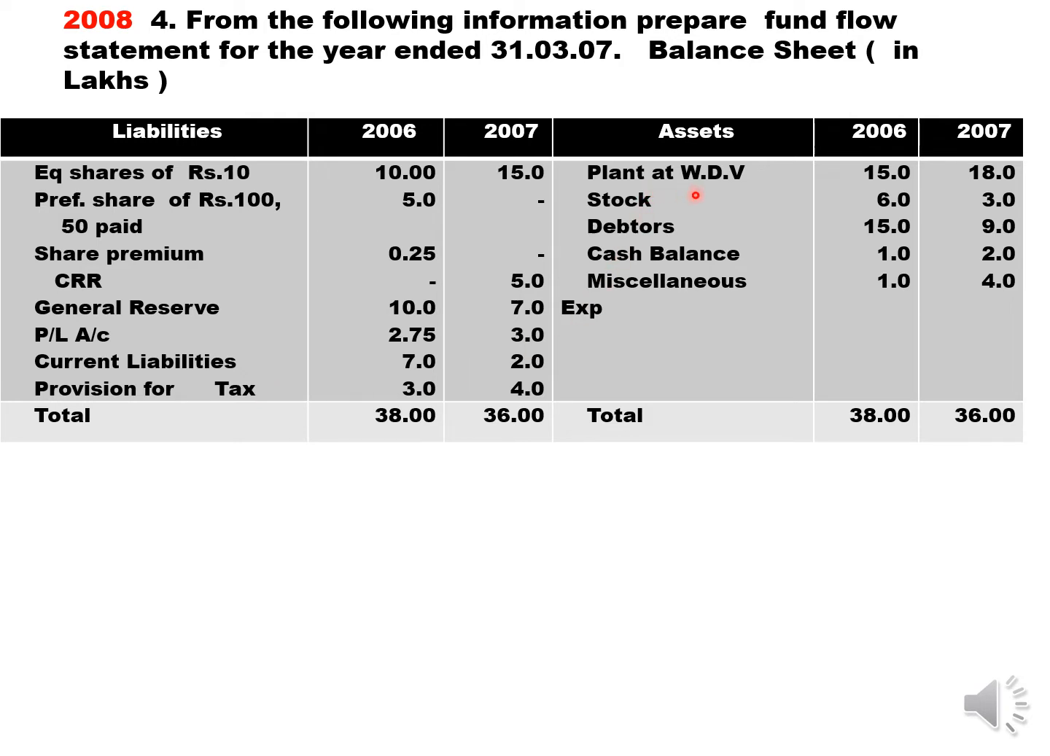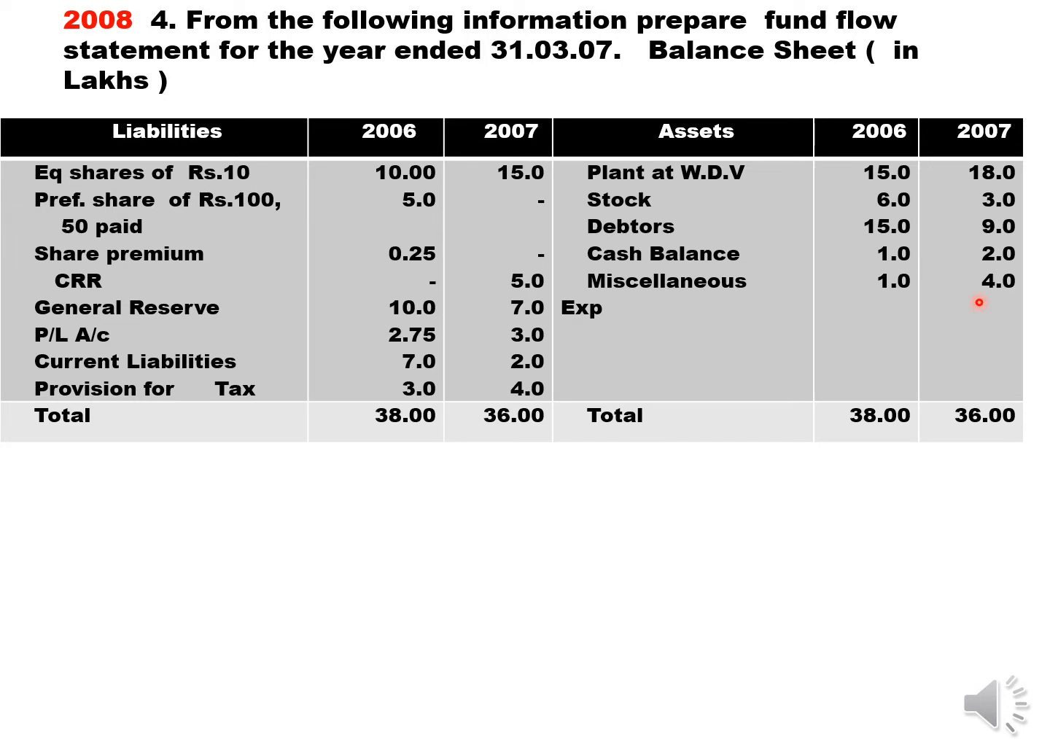Plant at WDV last year 15 lakh, current year 18 lakh. So you need to prepare plant account. Then stock, debtor, cash, all the three is called current assets, will come in statement of changes in working capital. Miscellaneous expenses, you just treat like preliminary expenses. So last year it is 1 lakh, current year it is 4 lakh. Means you need to prepare an account because we have an adjustment relating to miscellaneous expenses. So it will come in miscellaneous account.